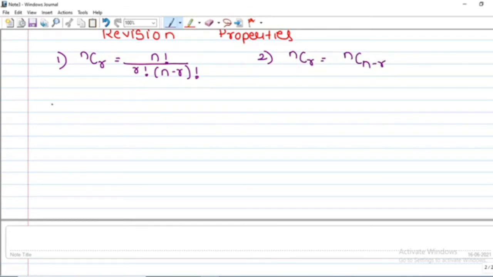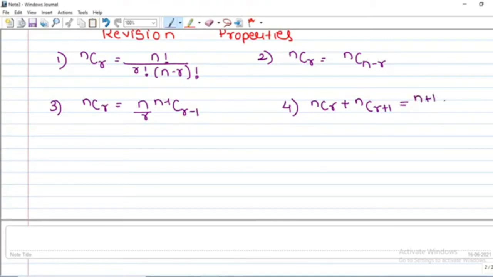Now the third property which we discussed was nCr is equal to n by r, (n minus 1)C(r minus 1). There was an advanced version of this also which we have discussed, but we are not going to move into that. Now let's discuss the fourth one. The fourth one was nCr plus nC(r plus 1), which is equal to (n plus 1)C(r plus 1). Just keep this in mind.